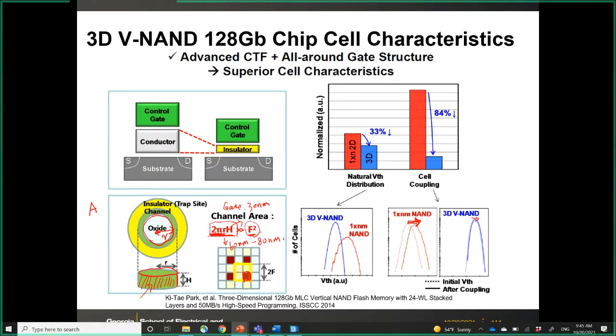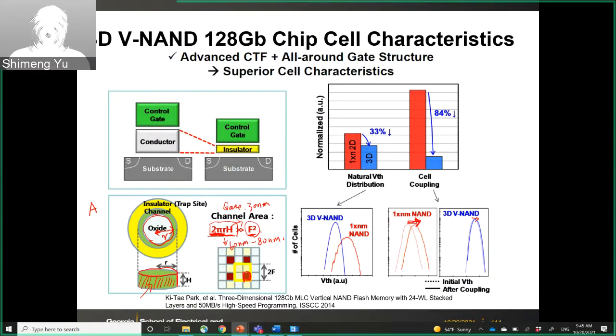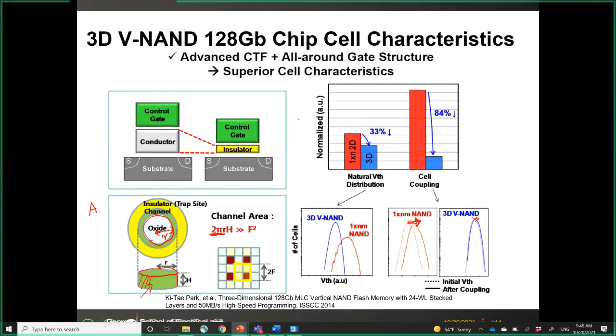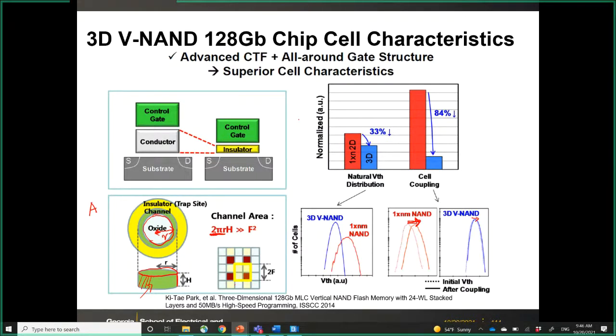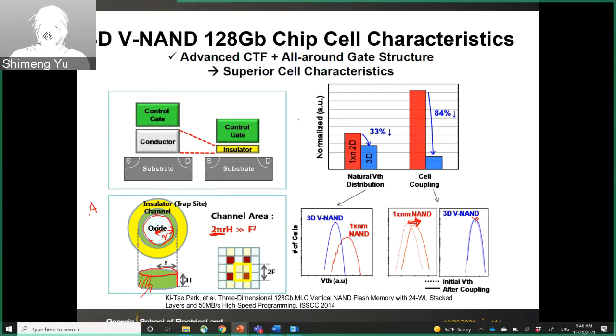And F, for the 2D flash, we already scaled to 1x. If you think 1x is like 18 nanometer, you can calculate the area. So this 2 pi RH will be much, much larger than this F squared in the 2D case. In other words, the surface area for the 3D NAND flash is much larger. Therefore, you can store much more electrons in one cell. So you can relieve the problem of few electrons as we discussed before.